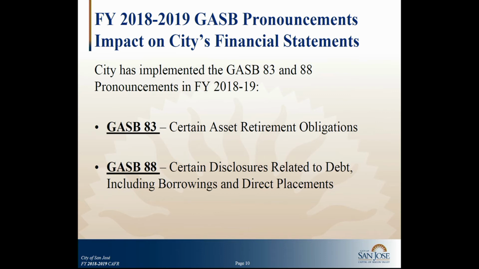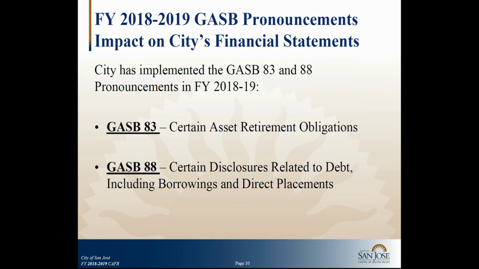And I'd like to talk about GASB. David, our external auditor, has helped us with the implementation of GASB 83 as well as GASB 88. So these are the new pronouncements that were implemented in the city in fiscal year 2019. GASB 83, certain asset retirement obligations. The statement requires the city to evaluate assets' net book value and adjust it annually to reflect the asset's realizable value. GASB 83 did not have an impact on the city's financial statements in fiscal year 2019.